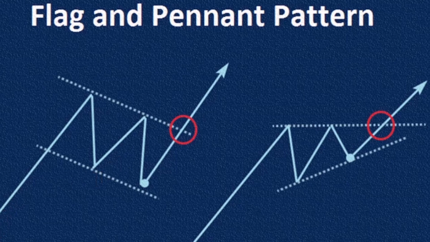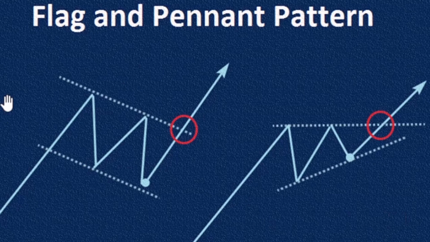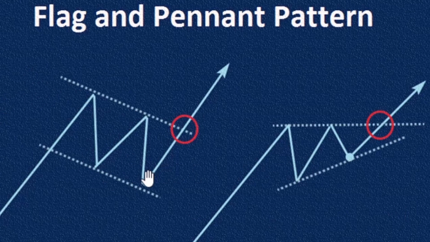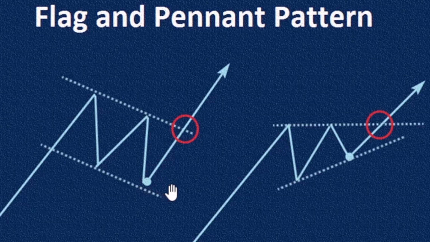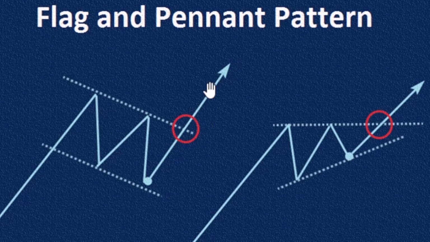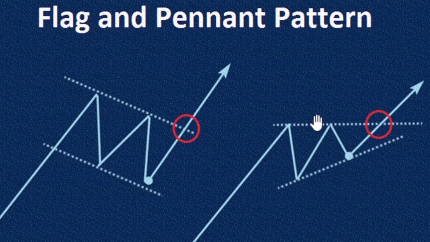The flag pattern is formed when the price makes a sharp move up or down, followed by a consolidation period where the price moves in a parallel channel. This pattern indicates that the buyers or sellers are taking a break, and the market is likely to continue in the same direction after the consolidation period.